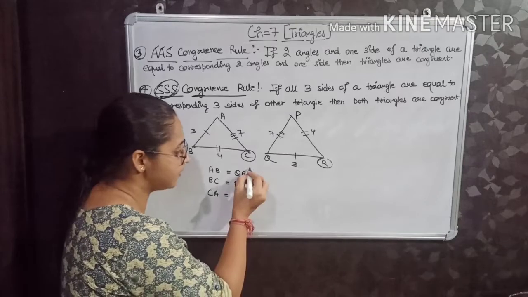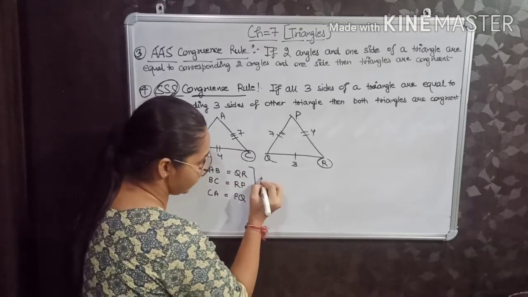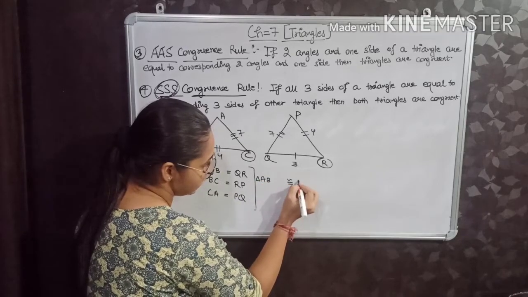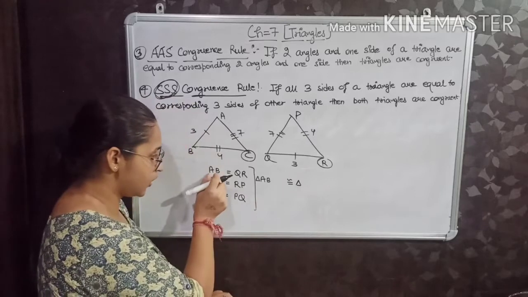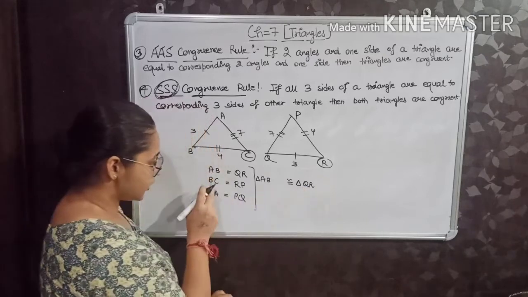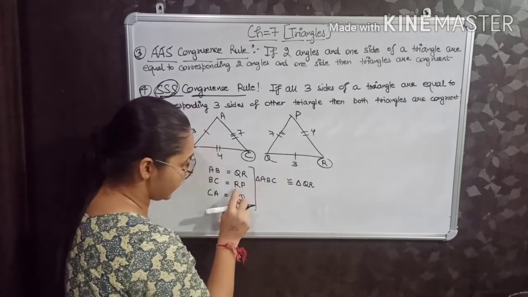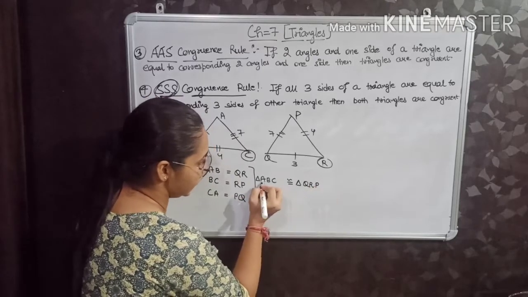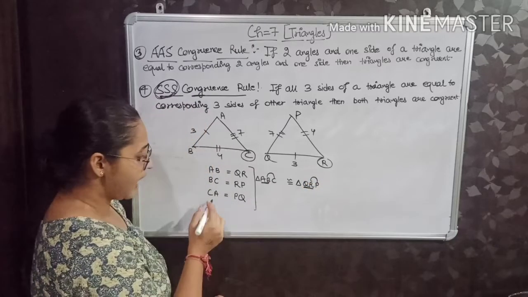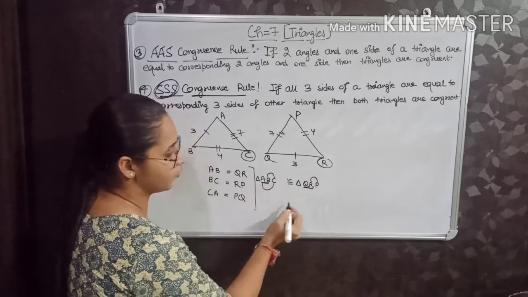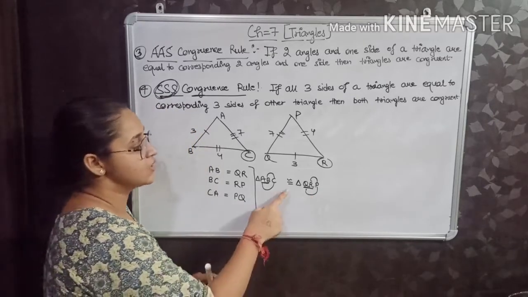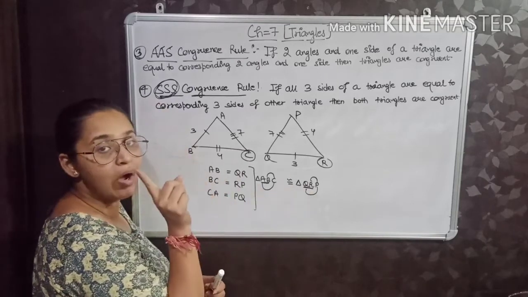Now I have to name the triangle. First I will start from AB, triangle AB, and in this triangle corresponding to AB I have QR, and corresponding to BC I have RP. AB is equal to QR, BC is equal to RP, and CA is equal to PQ. So triangle ABC is congruent to triangle QRP.